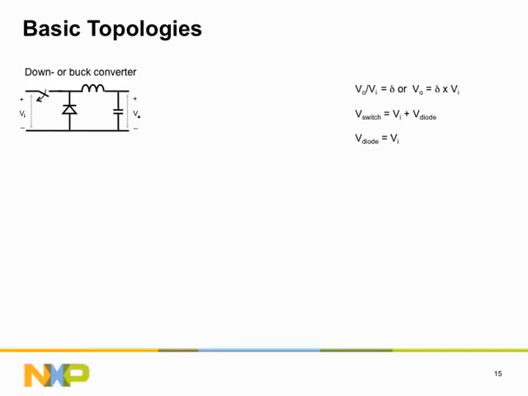The voltage rating of the semiconductor switches is given in the two subsequent equations. As you can see, the voltage rating of both the switch, which in general will be a MOSFET, and the diode should at least be equal to the input voltage plus a bit of margin.